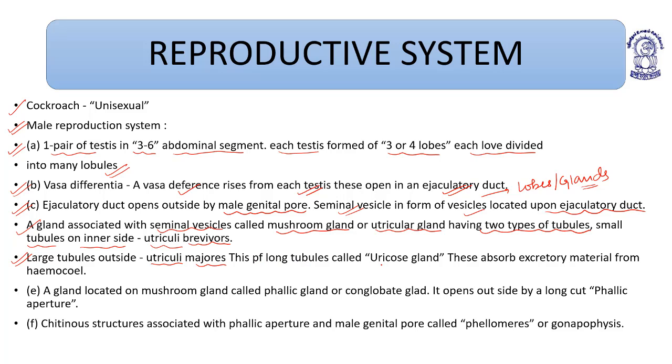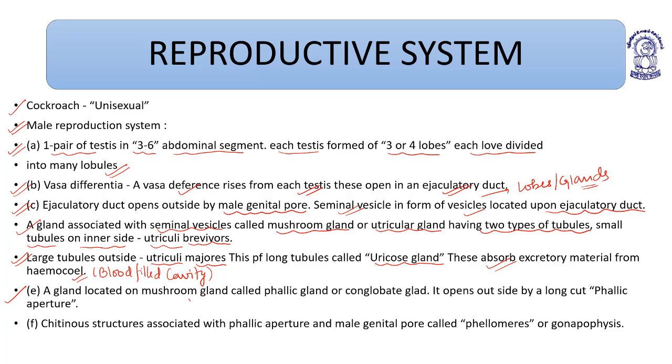The long tubules, the utriculi majores, are called the uricose gland. So the long tubule is known as what? The uricose gland. These absorb the excretory material from the hemocoel, that is the blood filled cavity. These uricose glands absorb excretory material from the hemocoel, which is the blood filled cavity.